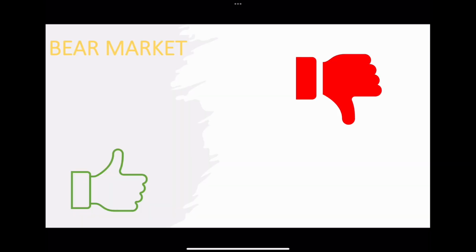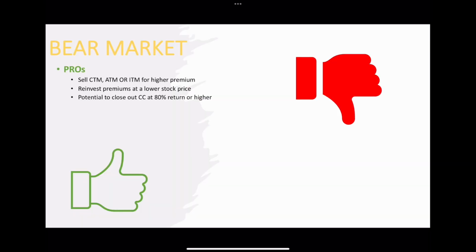Now, moving on to a bear market, some of the pros are that you can sell close to the money, at the money, or in the money calls for higher premium.